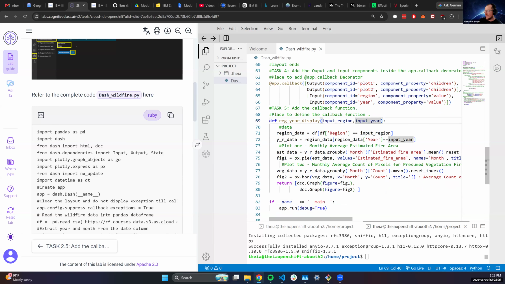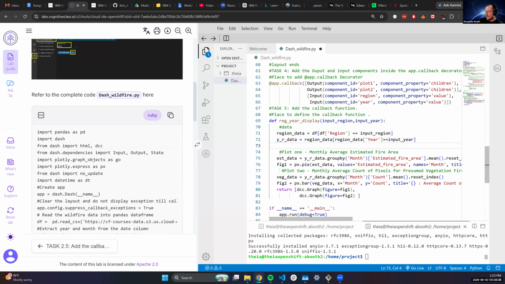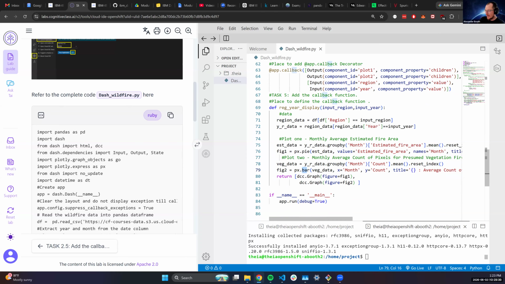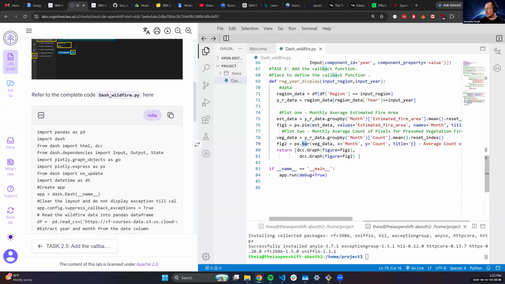So essentially, when we hear a change as an event, we're going to take in those two filters. We're going to filter our data frame accordingly. We're going to make our plots, a pie chart and a bar chart. We're going to return both of those graphs and then we should be good to go.